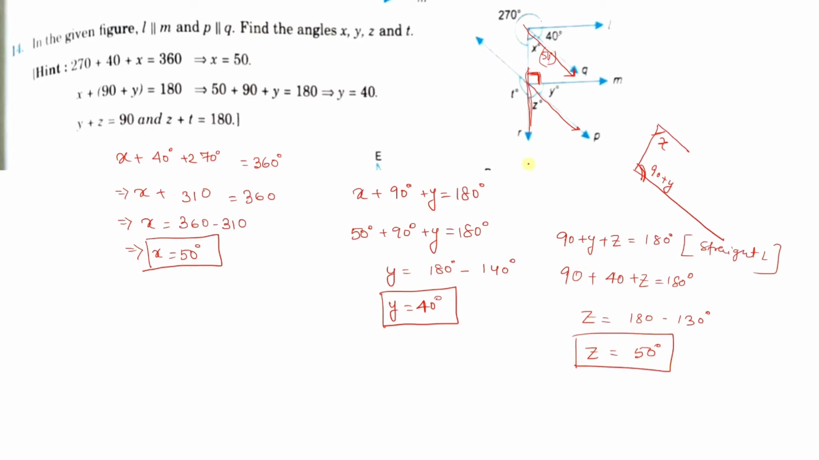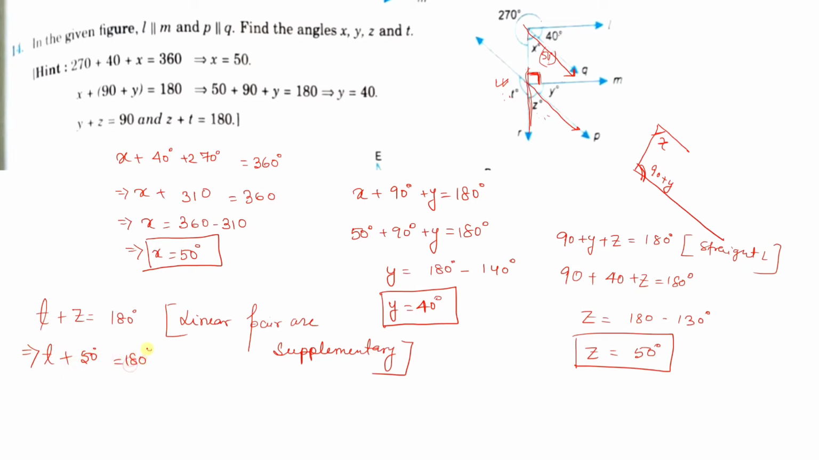Last we have to find this one, that is t. So t and z are adjacent to each other, so t and z will add up to 180 degree. t plus z equals 180 degree. The reason will be linear pair are supplementary. So the value of t will be equal to what? 130 degree. So finally we have got all the 4 unknown angles.